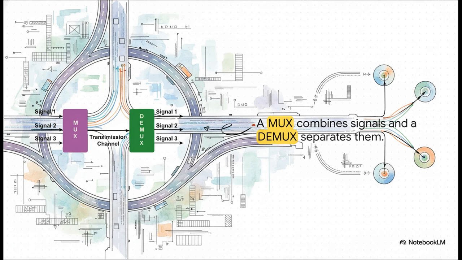At the starting line, you've got something called a multiplexer, or MUX for short. Think of it like a highway on-ramp, merging all these different cars, our signals, into one single lane. Then, at the destination, you have its partner, the demultiplexer, or DMUX, and you guessed it, it's the off-ramp, making sure every single signal gets to its correct exit.